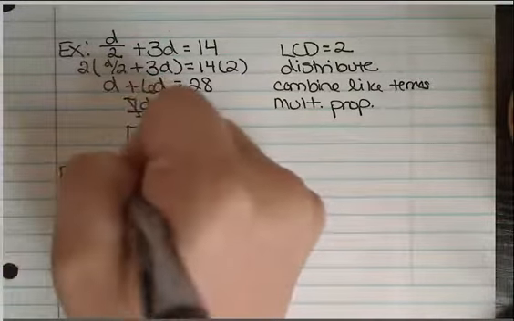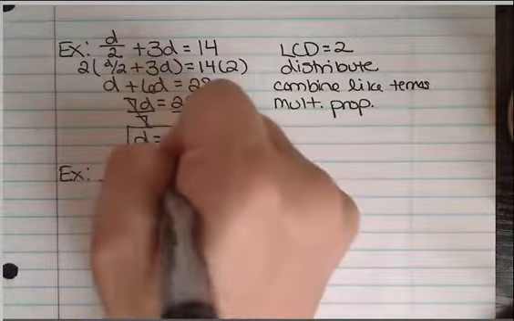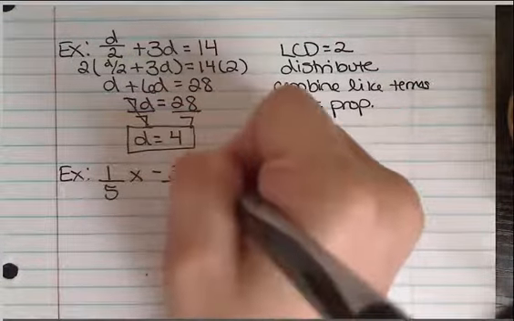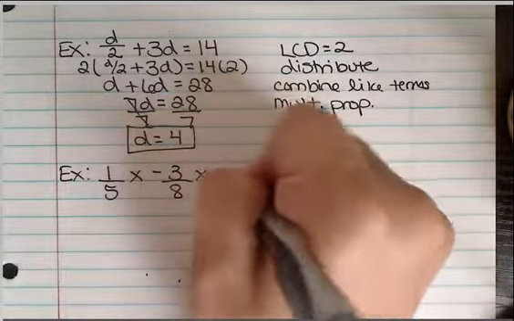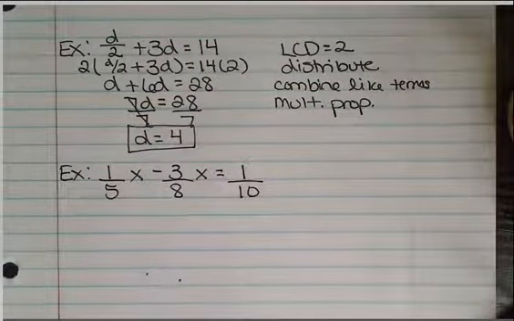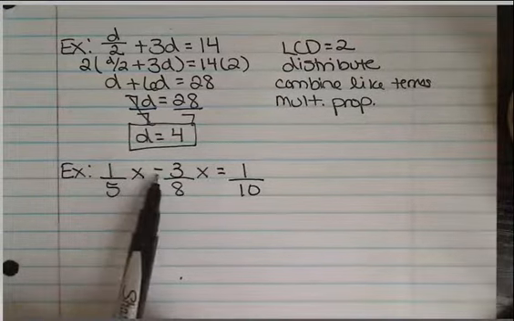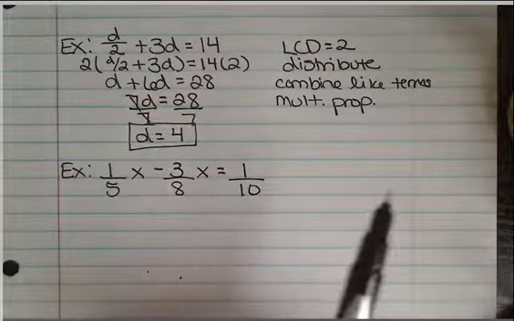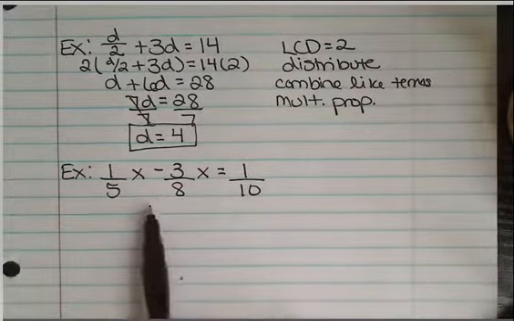Okay, now we have lots and lots of fractions. We have 1/5 x minus 3/8 x equals 1/10. Instead of having to add all these and deal with all these fractions, we're going to get rid of the fractions early on by finding the least common denominator between 5, 8, and 10.